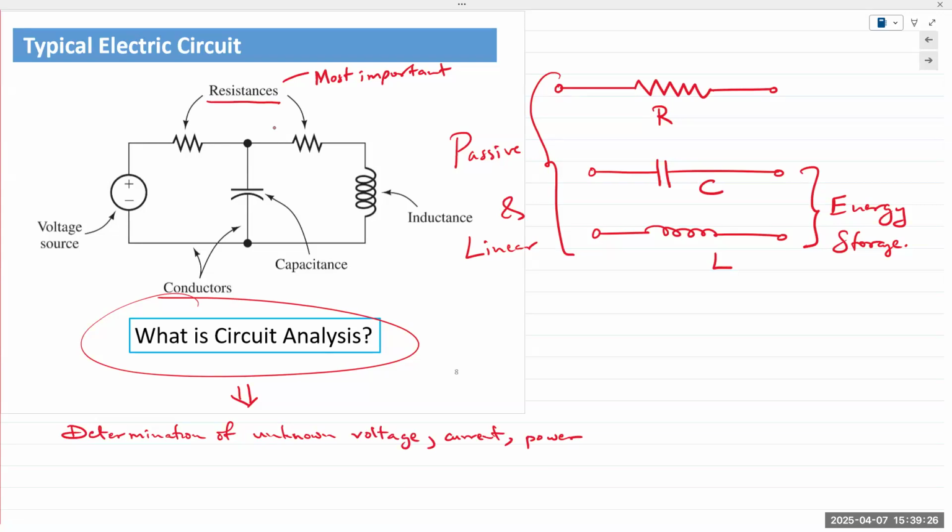Voltage, current, and power. We'll look at all of these techniques in chapter 2. We'll look at power in just a little bit.